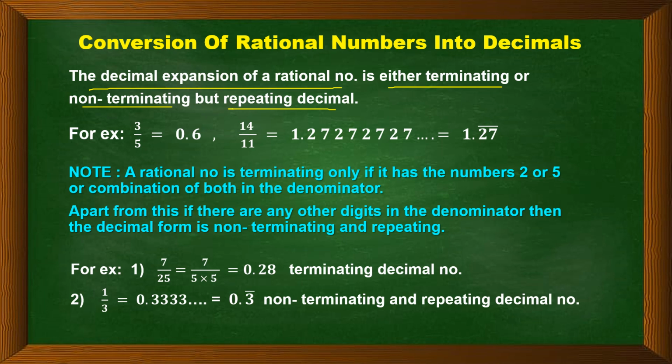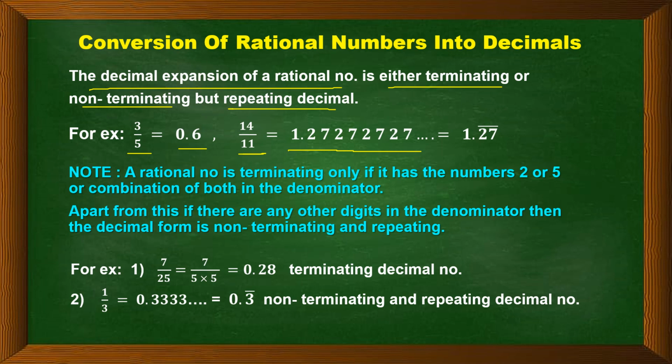For example, 3 by 5. 3 by 5 is a rational number, right? Whose decimal form is 0.6. It is a terminating decimal expansion. Take for example 14 by 11. It's a rational number whose decimal form is 1.27272727. That means 27 is being repeated continuously. It is non-terminating but repeating.